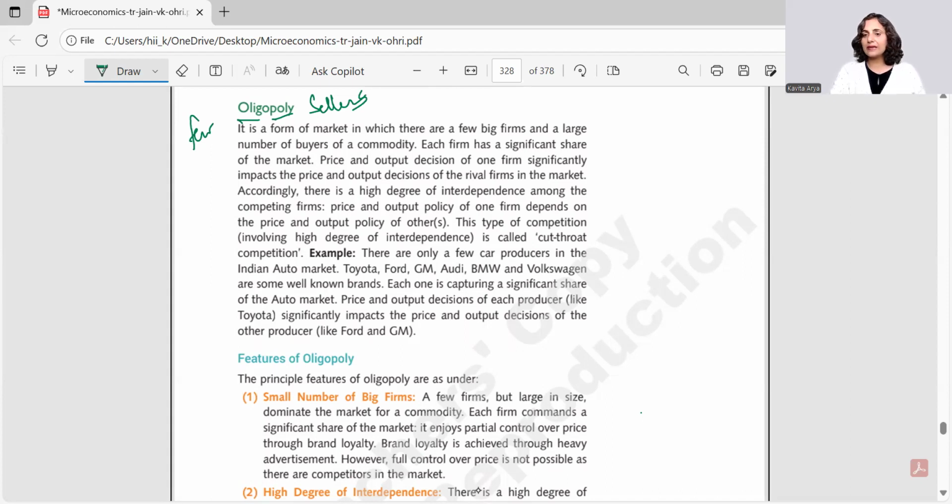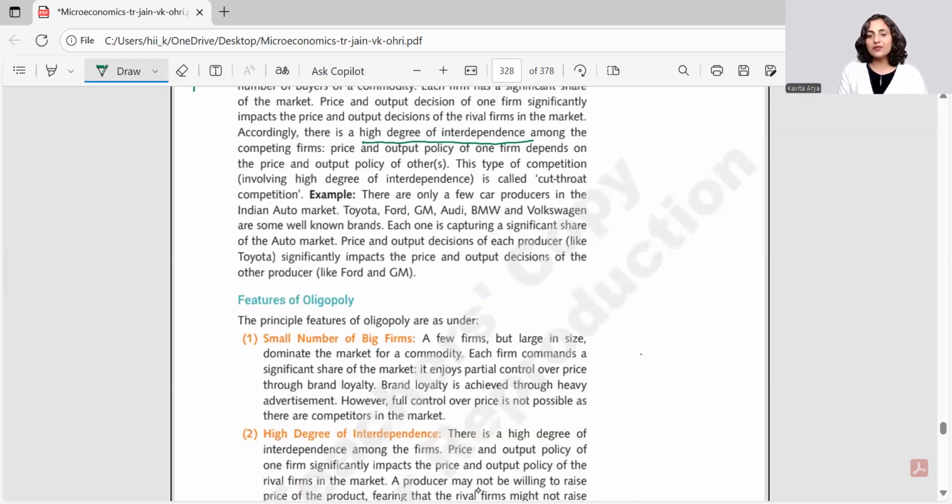So these few sellers impact each other very much. Right. So this is the format of market where we say there is a high degree of interdependence. Okay. The product may be the same, may not be the same, means homogeneous or heterogeneous. It all depends. But the point is the sellers are few here, right? And it is featured with cutthroat competition. There are a number of strategies also to cut that cutthroat competition as well.